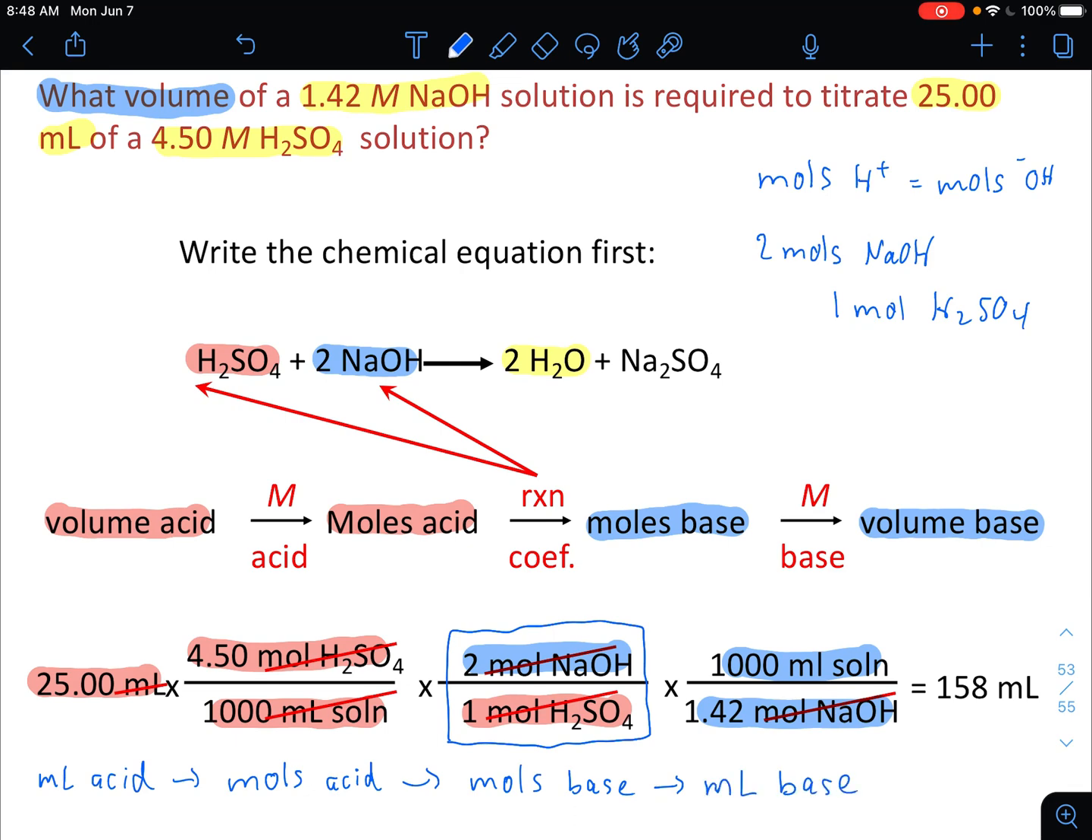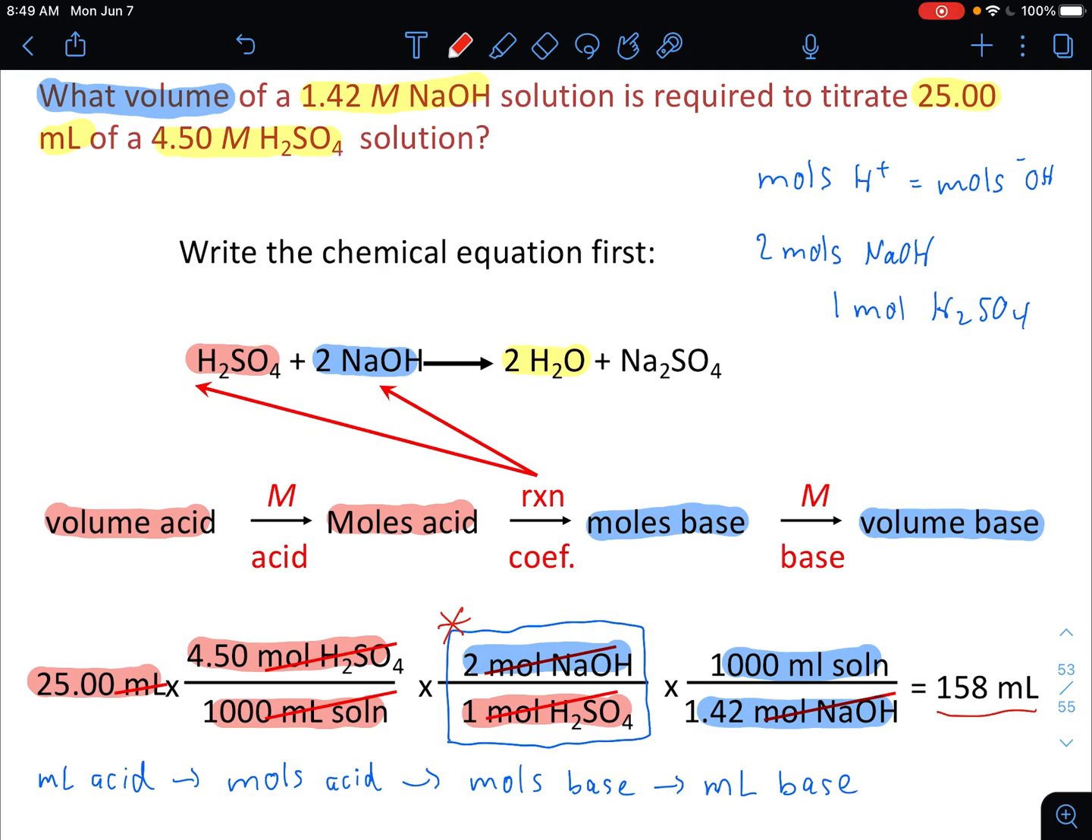So the most important thing that changed here is this factor of 2 in the second step, because it's a diprotic acid and a monobasic base. So in our balanced equation, we need that 2-to-1 ratio. When we go ahead and solve this, we get 158 milliliters of the sodium hydroxide needed for the diprotic acid. So again, like I was saying, this is kind of the standard way most people approach these types of problems.